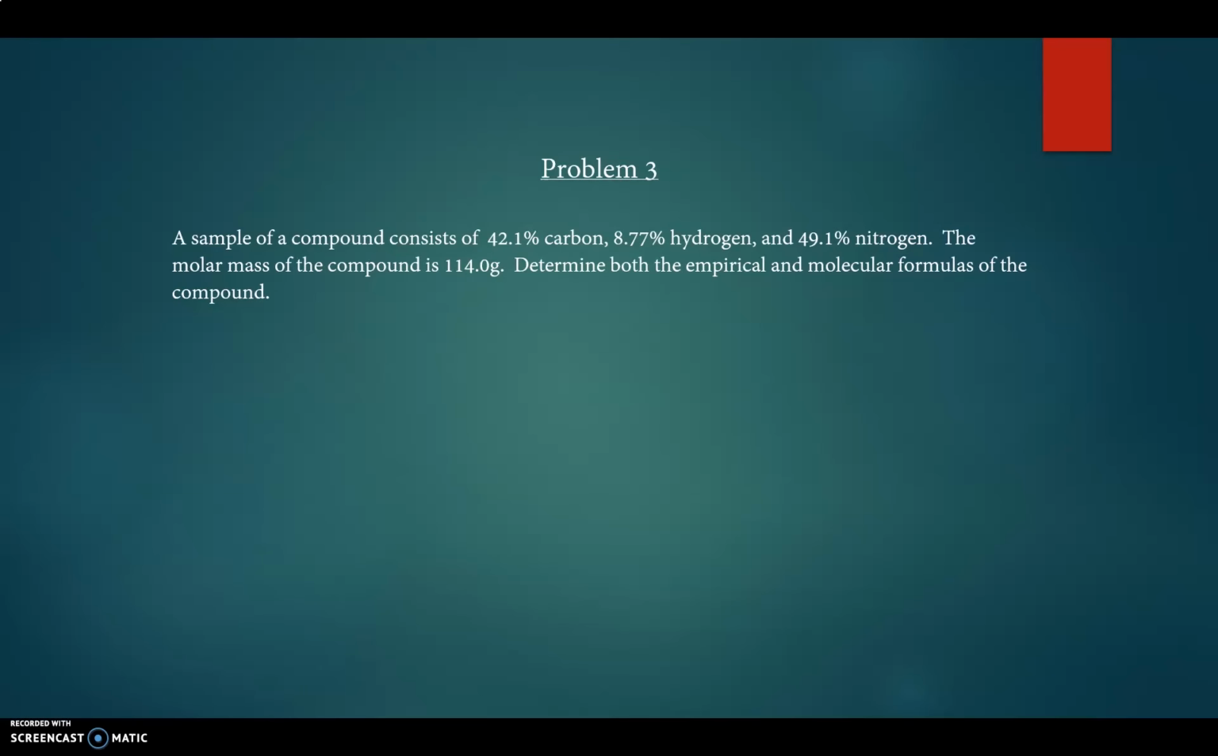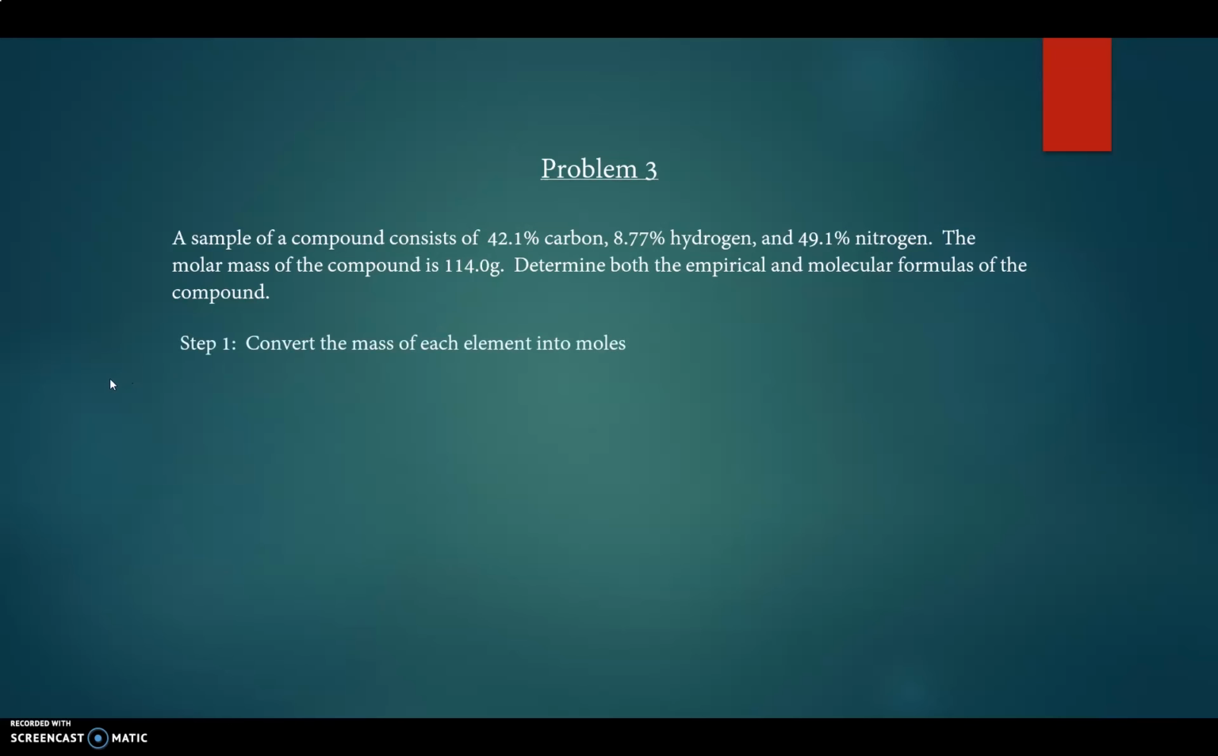All right, let's do one more problem, and I'm going to throw another twist into this one, which you'll see in a moment. So we've still got our percentages, so we're going to do what we did last time. I'm going to use percentages, but what we learned, of course, from the previous problem is whatever these percentages are in the question, we can simply use those as grams. So we can assume there's 42.1 grams of carbon, 8.77 grams of hydrogen, and 49.1 grams of nitrogen.